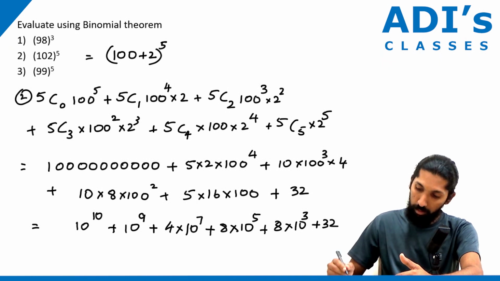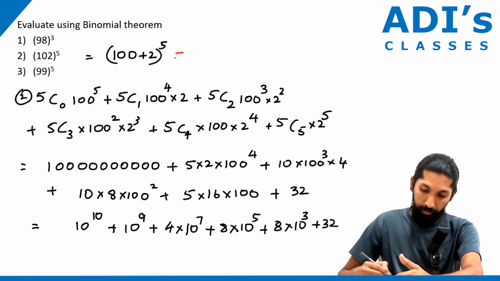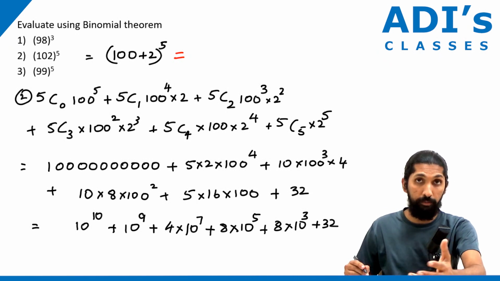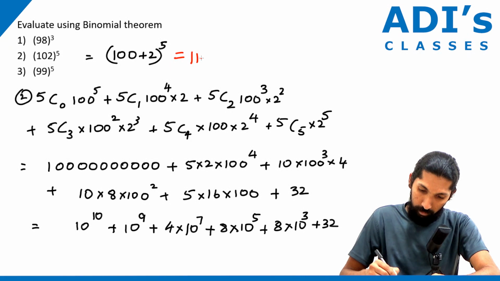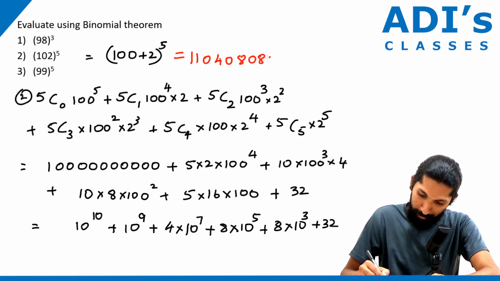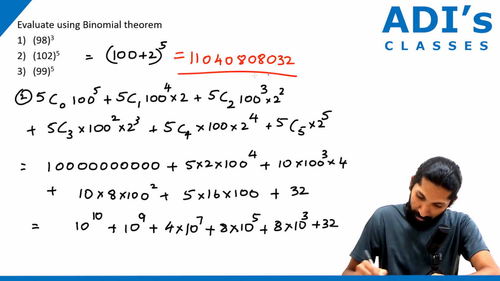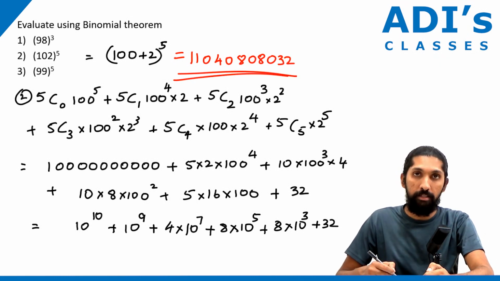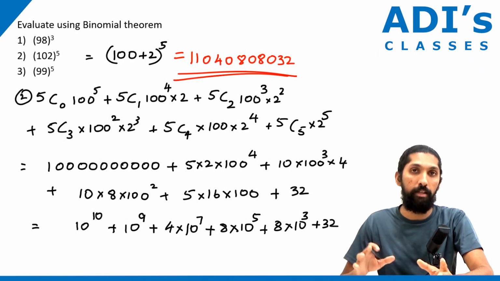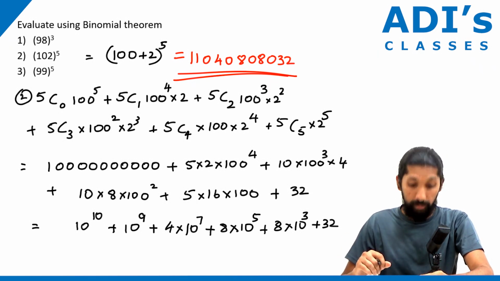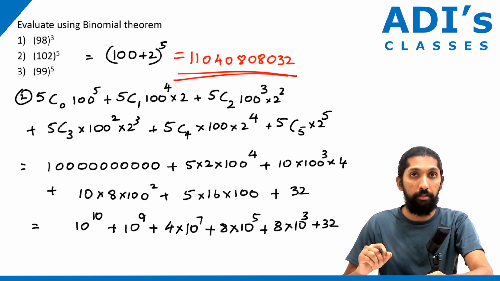Okay, so this one, the answer I'm going to write it here. When you add all of them, you're going to get 110408088032. This is the answer for the second question. I know it's quite a big number, but this is the answer. Now let's do the next one, the last one, 99 to the power of 5.